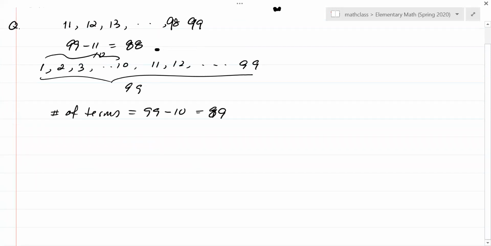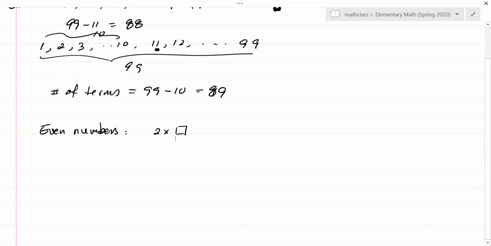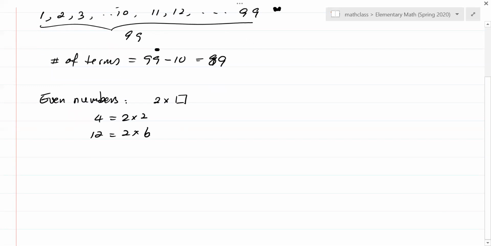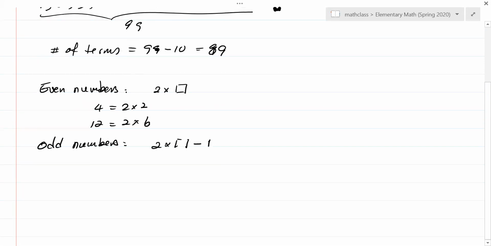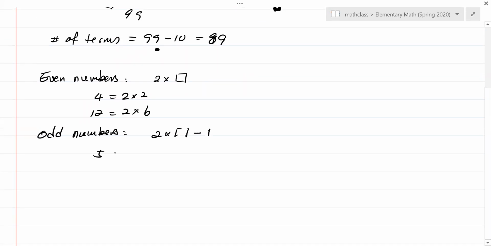The second part is how do we express even numbers? Even numbers can always be 2 times some number. So like 4 is going to be 2 times 2, right? And 12 is 2 times 6. No problem. Okay. How about odd numbers? What is the best way to describe odd numbers? Odd numbers are described in the following way: 2 times some number minus 1, not plus 1. So 5 can be written as 2 times 3 minus 1.